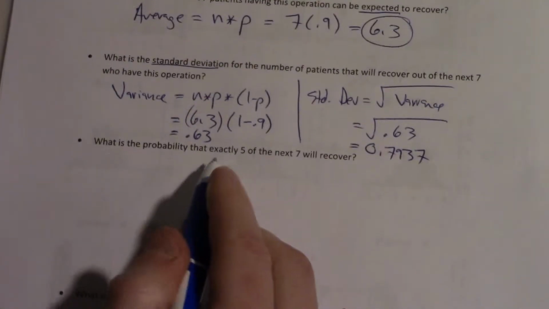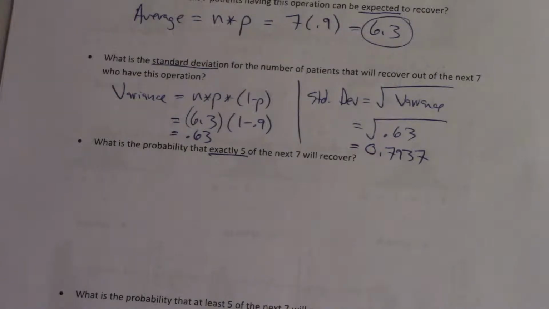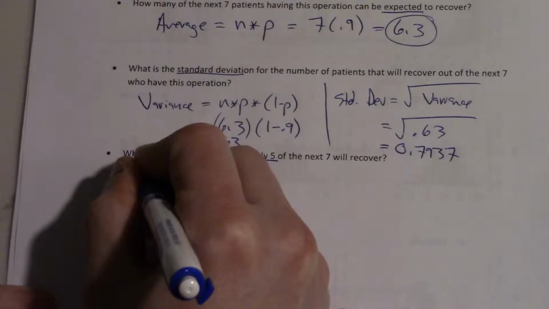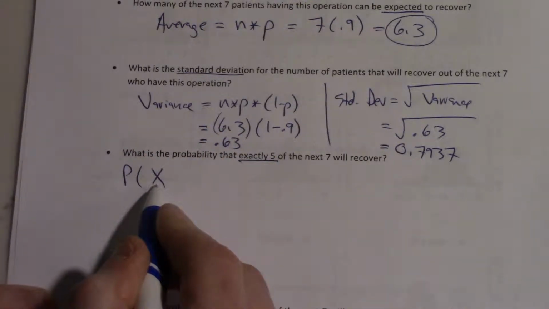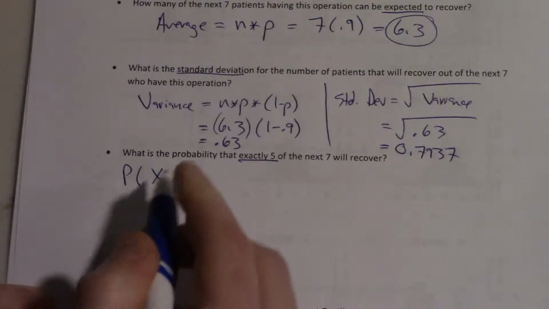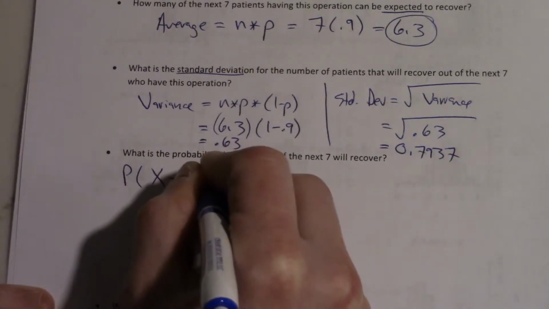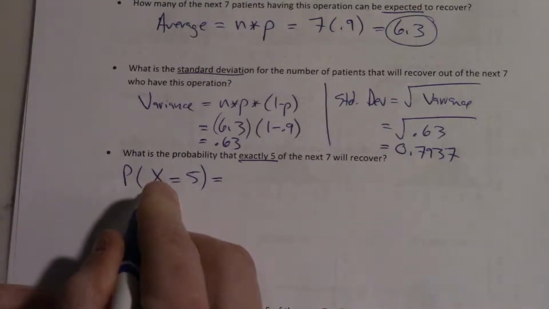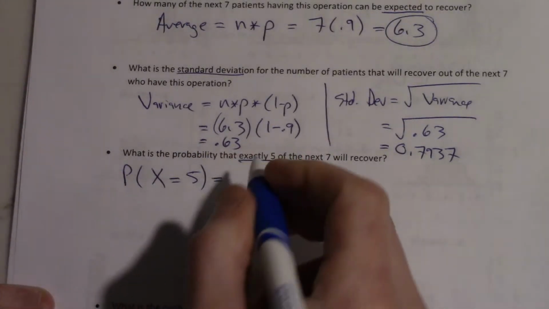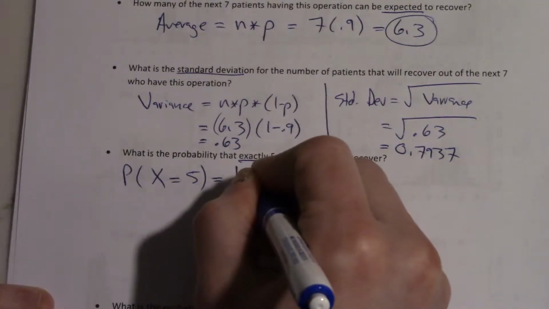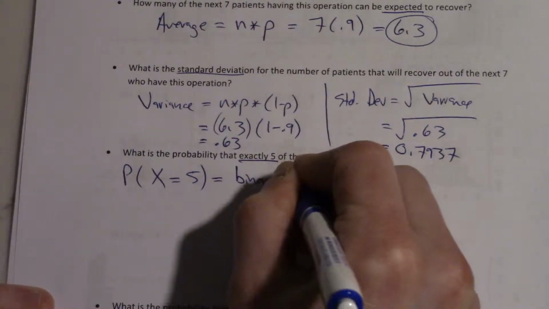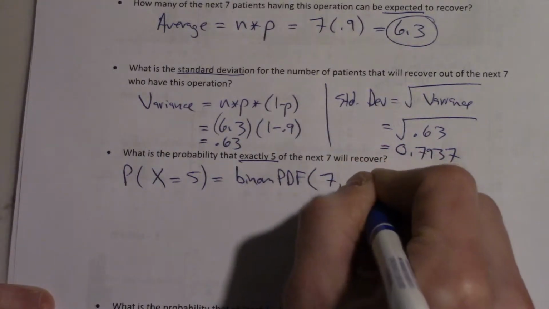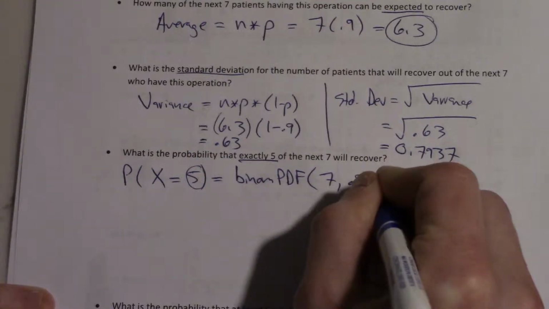Part C, what's the probability that exactly 5 of the next 7 will recover? So this is saying, what's the probability that X, the number of recoveries in the next surgery, equals 5. Since we know that big X follows the binomial distribution, we can use binomial PDF. So N was 7, P was 0.9, and we want 5 successes.